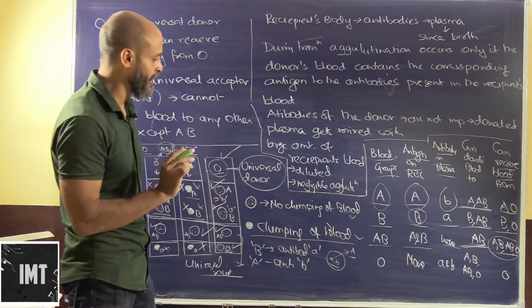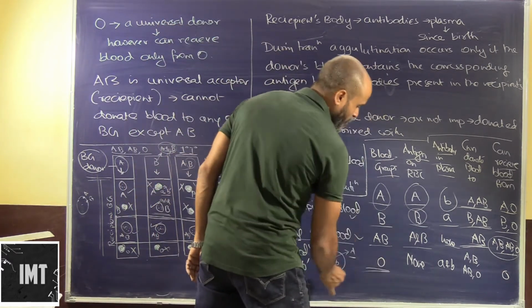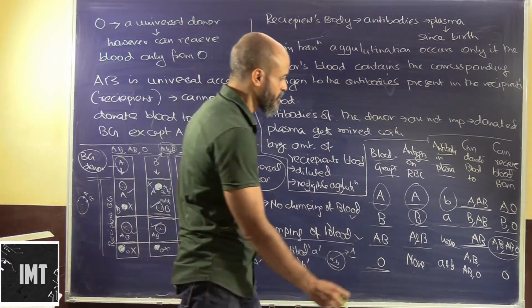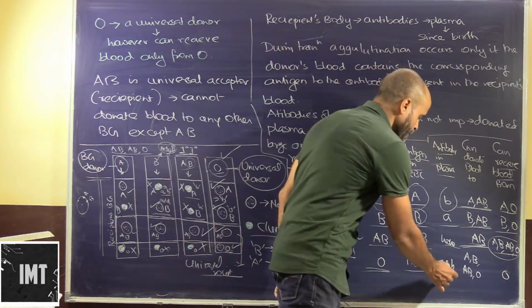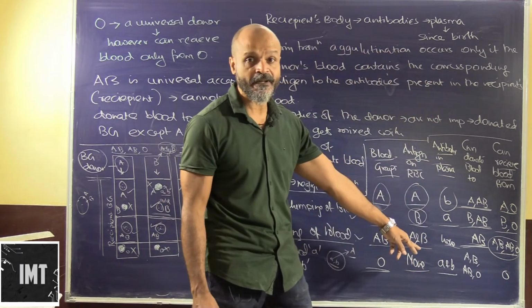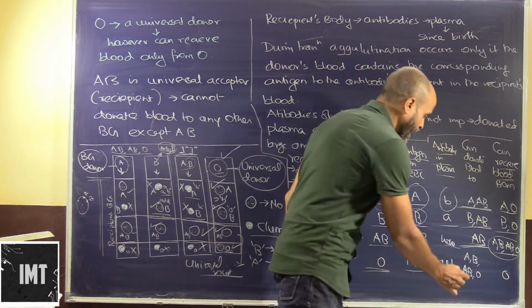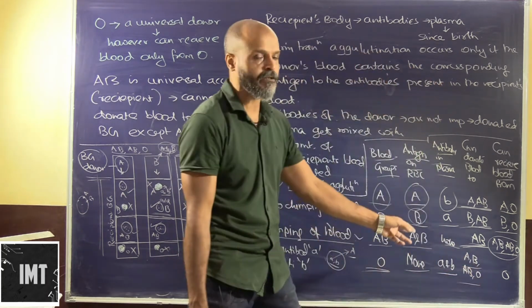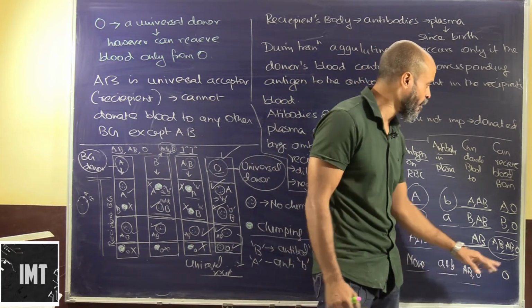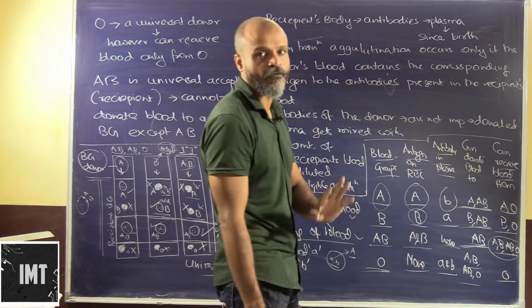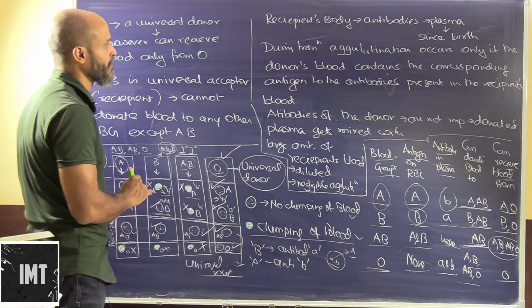Okay, now we come to the person with blood group O. The antigen which is present on RBC is none, because of which the antibodies present in the plasma are A and B, and hence it will be able to donate blood to a person having blood group A, B, AB or O, and hence it can receive blood only from O. Okay, so these are a couple of things.